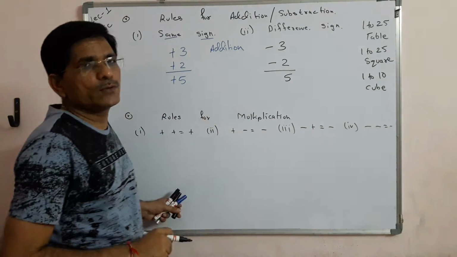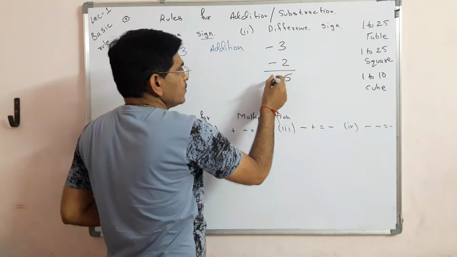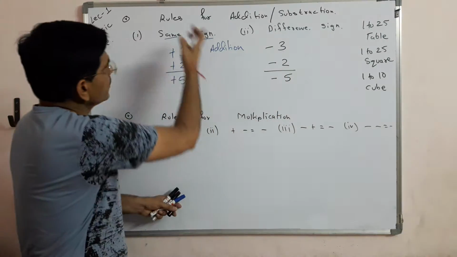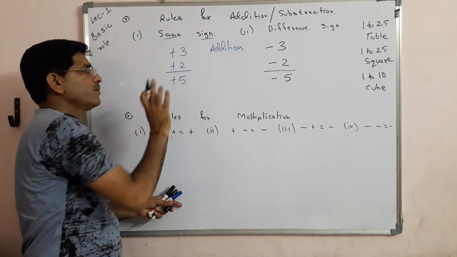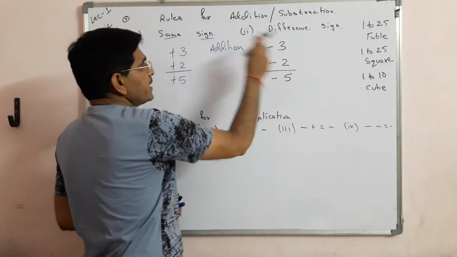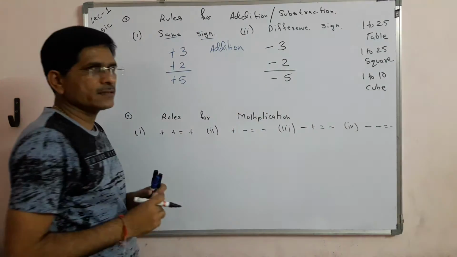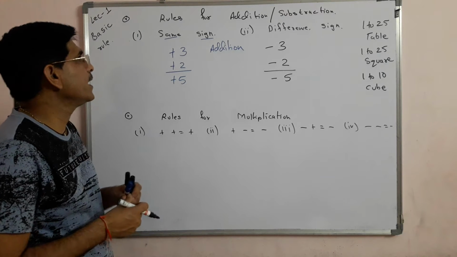And now what do we have to do? Take the sign of the big term. Who is big? 3 is big. So we have to write minus. Again here, who is big? 3 is big. Whose sign is positive? So we have to write plus 5. So again, we are discussing the same sign. We can do more and more sums related with the same sign.